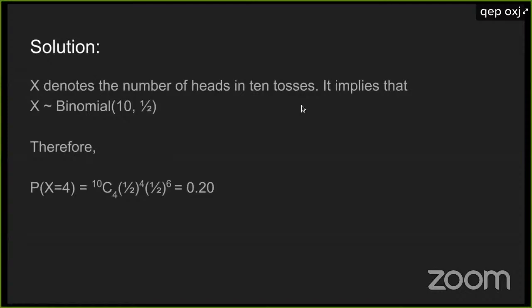That means, let's say, 4 heads, that means 4 successes and 6 failures. So it's a binomial distribution with n equals 10 and p equals 1 by 2. What we have to find out is the probability that x equals 4. According to the binomial distribution, that is 10C4 times half raised to 4 into half raised to 6, which is nothing but 10C4 half raised to 10. The answer comes out to be 0.20, or if you go to the third decimal place, 0.205 or so. So those who have written 0.20 or 0.205, it's a correct answer.